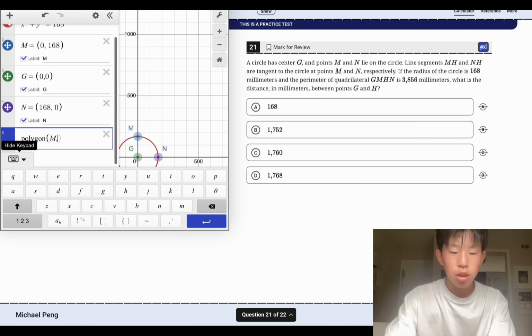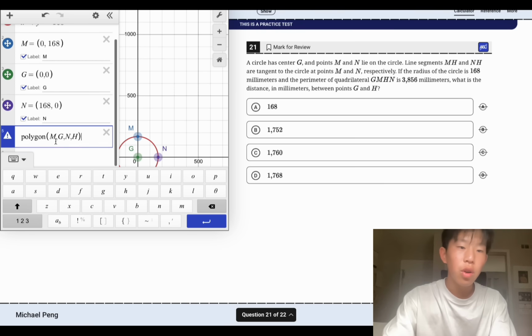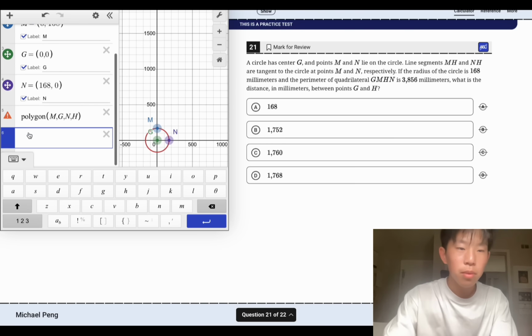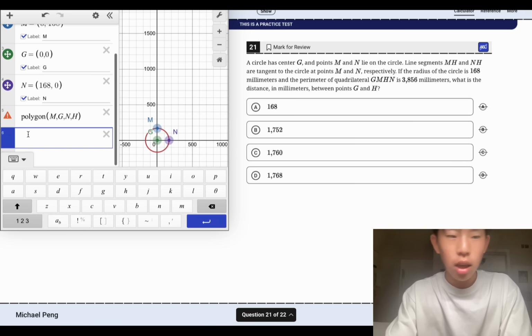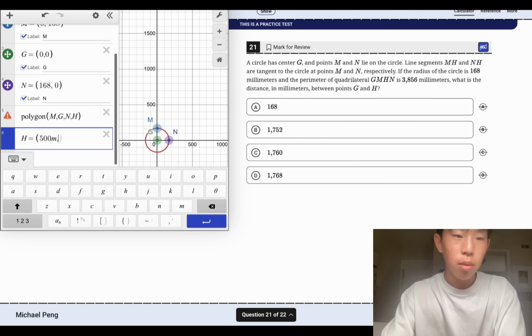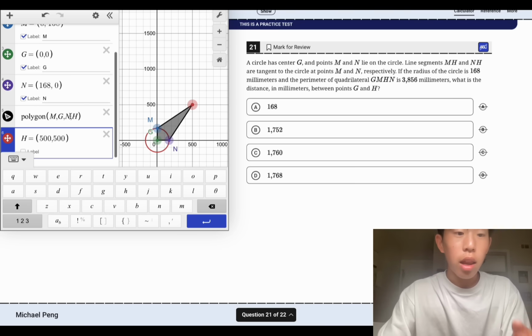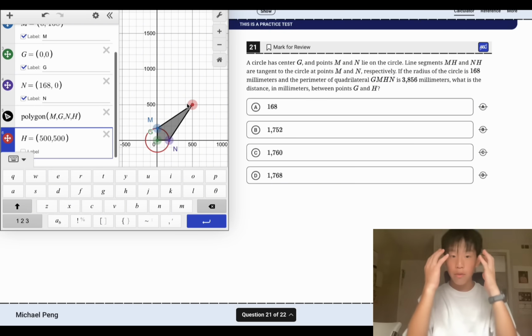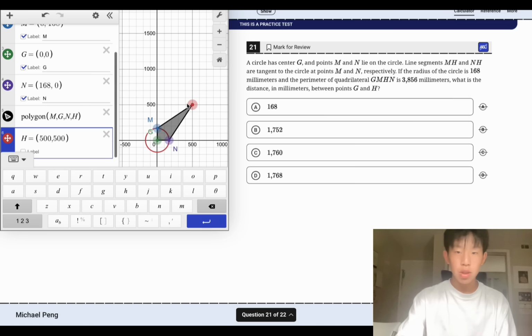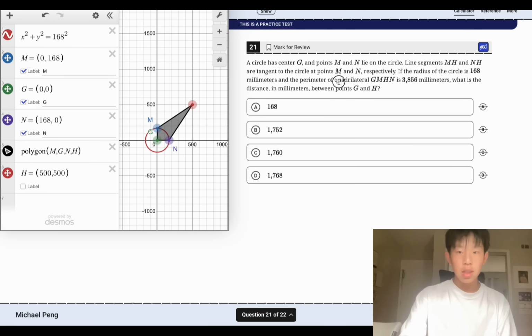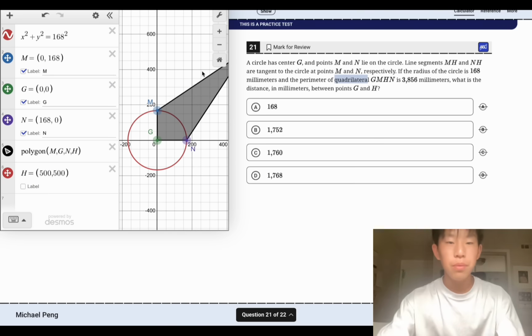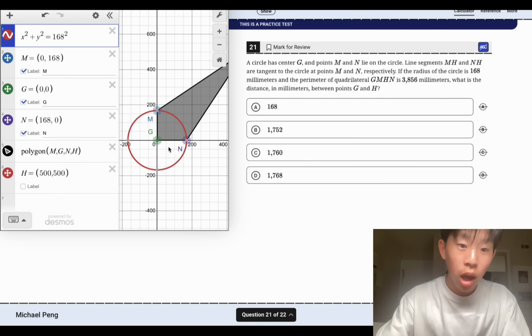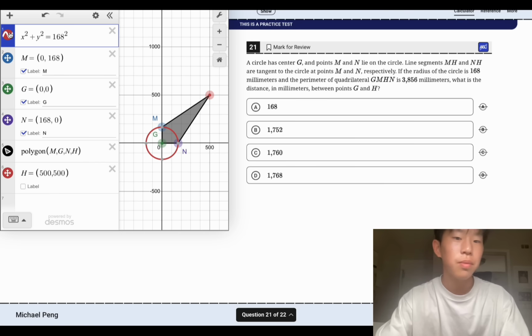M, G, N, H. So right now we don't know where H is, but let me just assign H to be 500, 500. I know this is wrong. This is completely wrong. It's not at 500, 500, but it's just for me to be able to visualize what the shape looks like, right? Because this is a quadrilateral, so I'm just going to be like, hey, this is what the quadrilateral kind of looks like. It kind of looks like this.